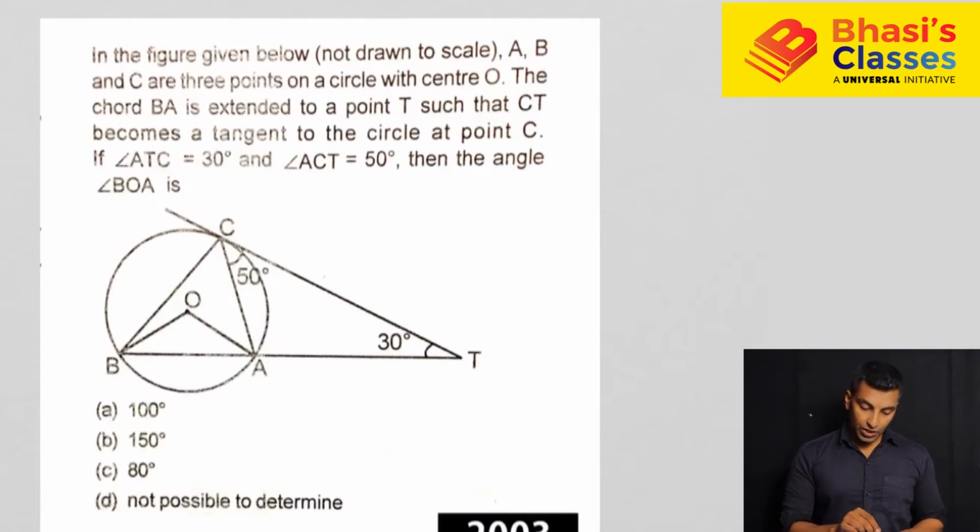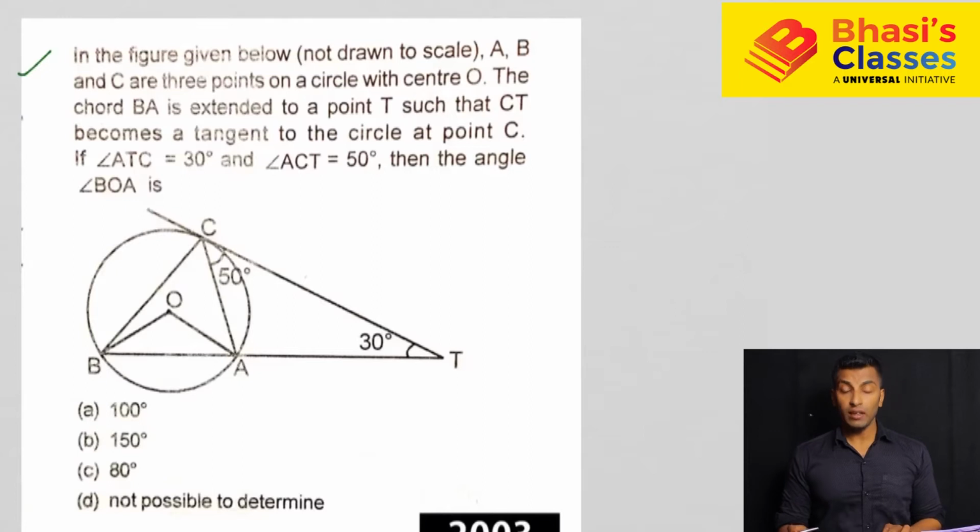Now take a minute and solve this question. Okay, how will you solve this question? See, what is given? A, B, C are 3 points on a circle with center O. So A, B, C, okay, and center O. Now chord BA is extended to a point T. So T is an external point and CT is the tangent.